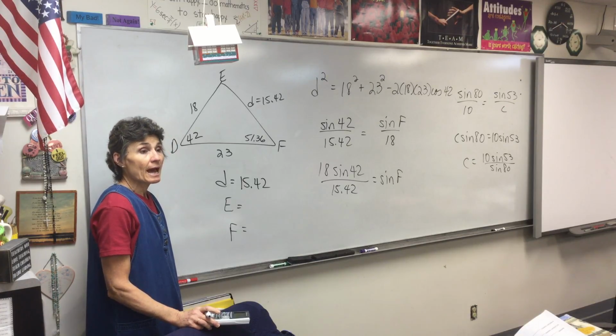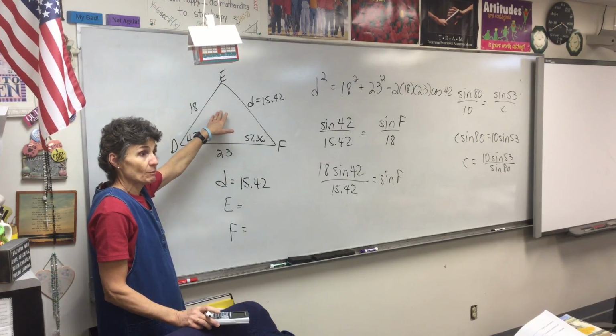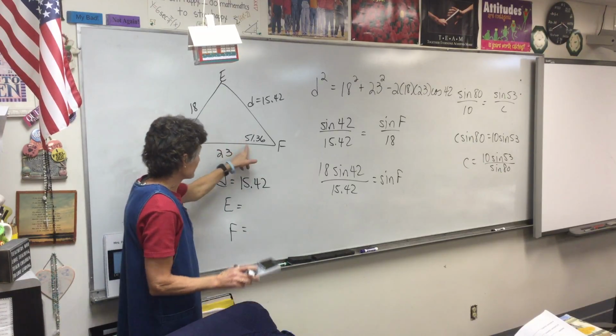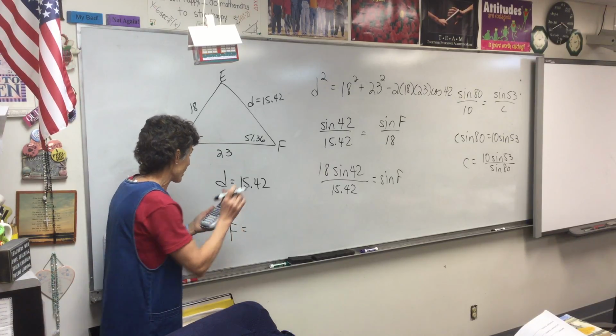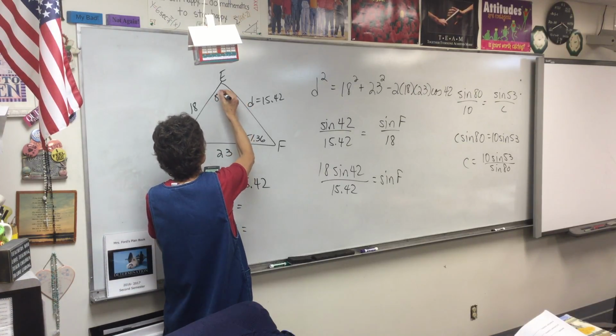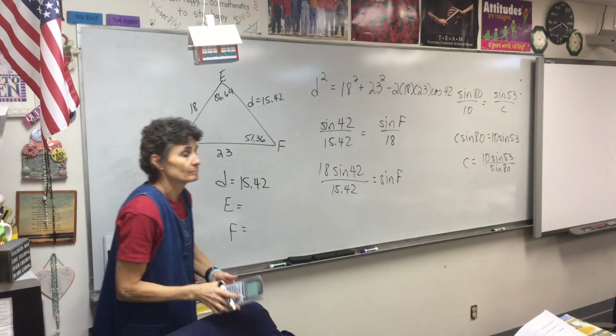Yeah. Okay. Now, I still need angle E. But that one's going to be easy, right? Because since I have these two, I can add them together and subtract from 180, and I got 86.64 for my angle E.